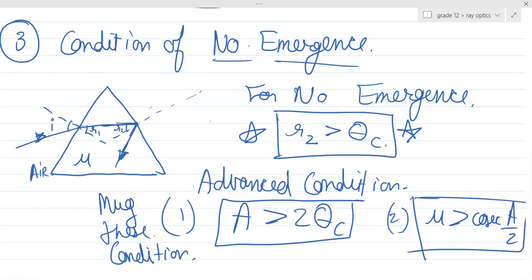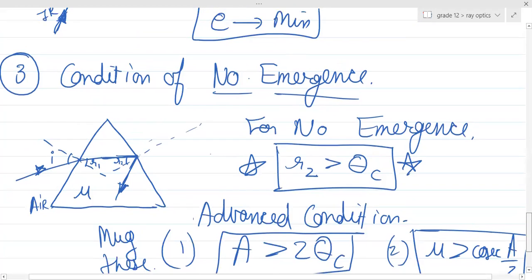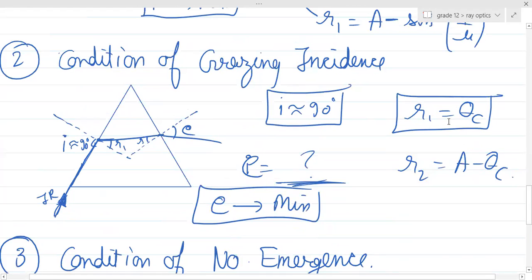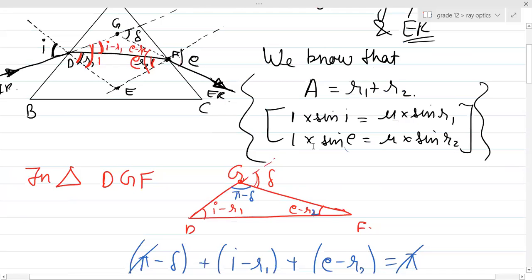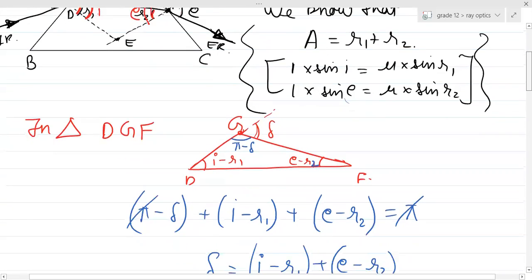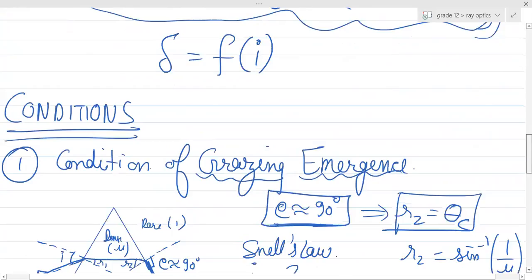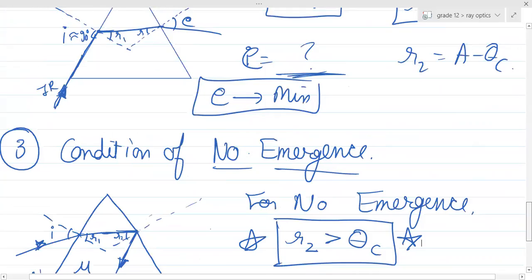In the previous case, after finding R2, you said that we could find E. So do we use the sine E equation, sine I by sine R2, that formula? You use this one, Snell's law, this equation. 1 into sine E equals mu into sine R2, where R2, you know, is A minus theta 3.